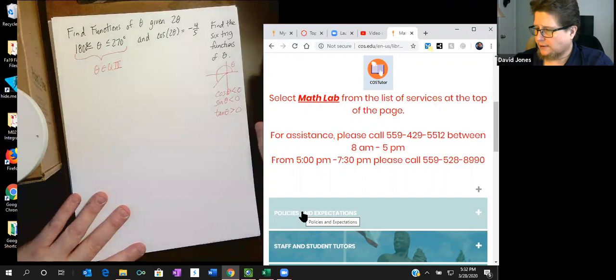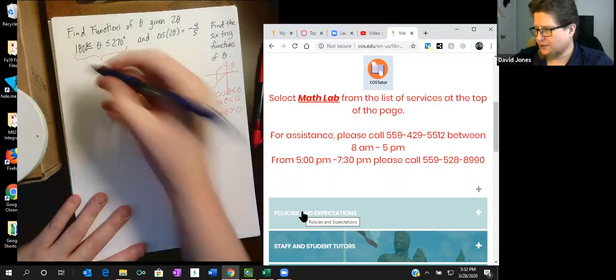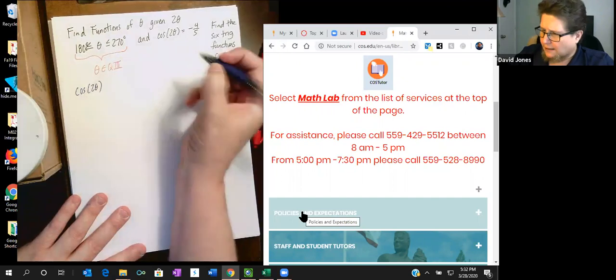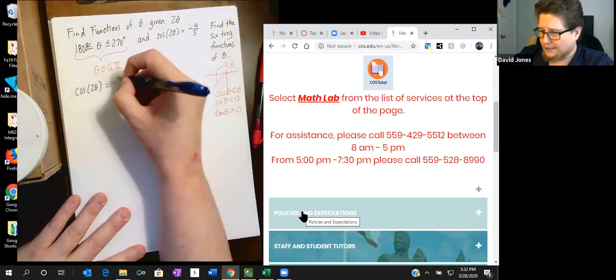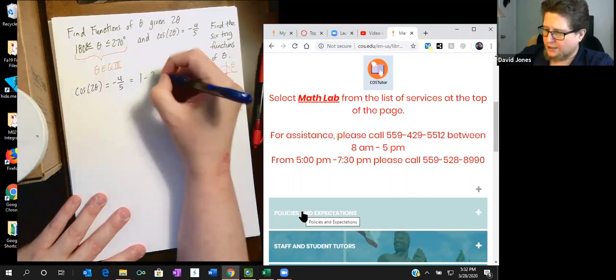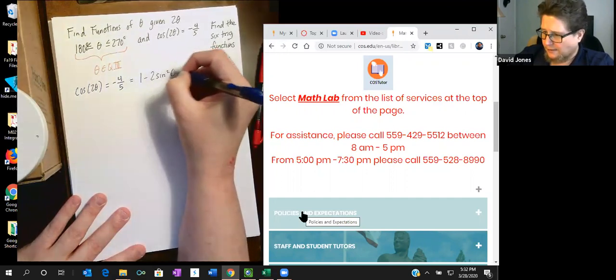So what can we do? Well, we've got cosine 2 theta. It's got a couple forms. I know it equals -4/5, but it also equals 1 minus 2 sine squared theta.